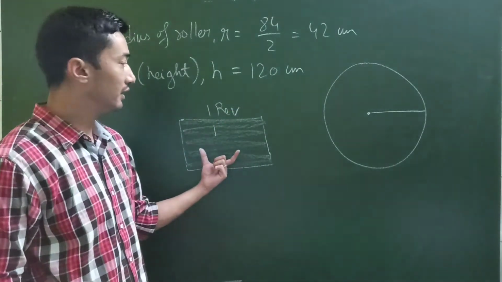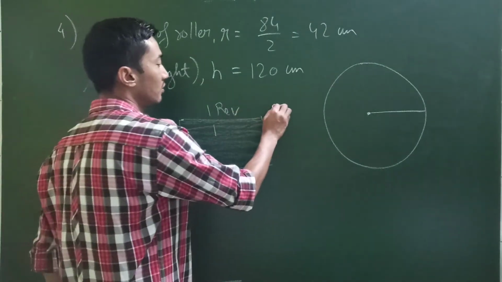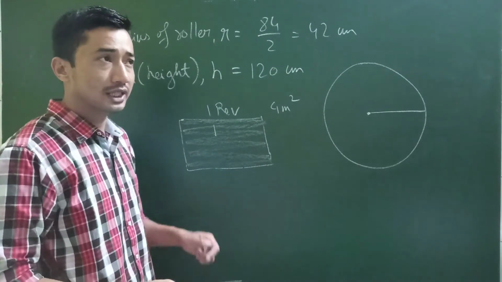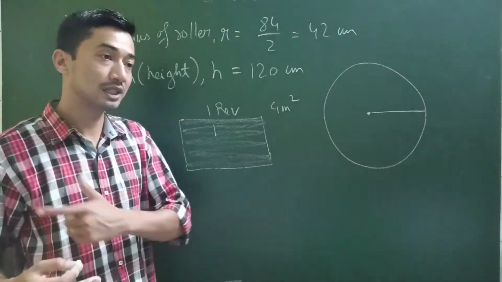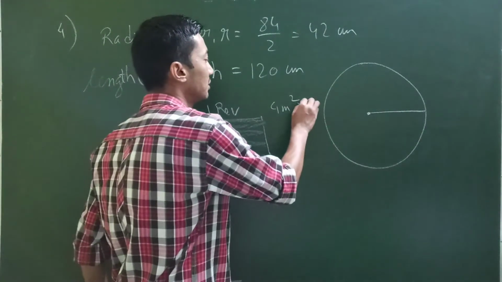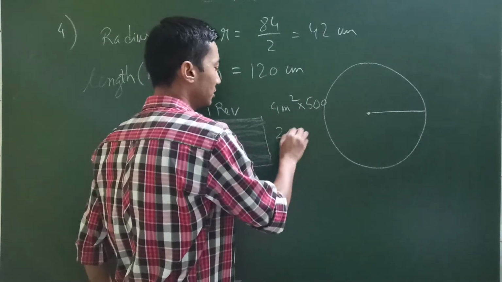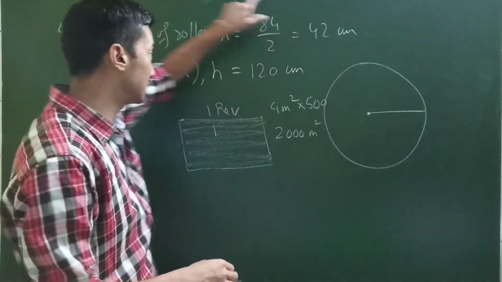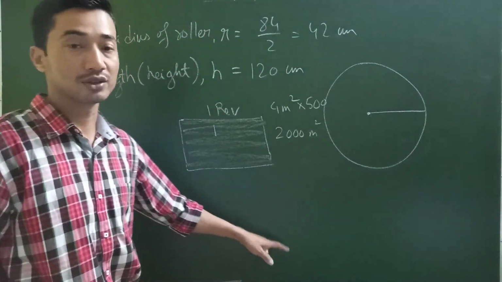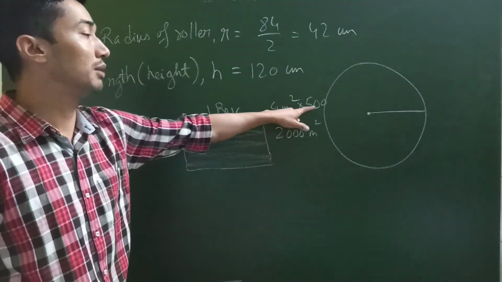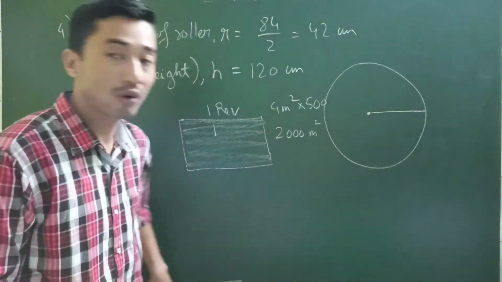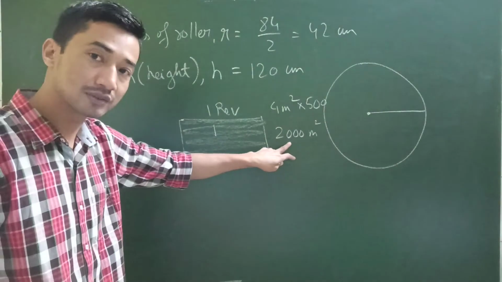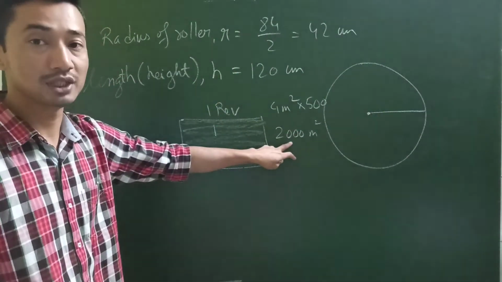Suppose the area covered in one revolution was 4 meters square, for example. It takes 500 revolutions to level the ground once. So all I have to do is multiply it by 500, so it's going to be 2000 meter square. Let's say this is the board, this is the playground. Multiplied by 500, the full board will be leveled one time. So the total area of the board is 2000 meters square.